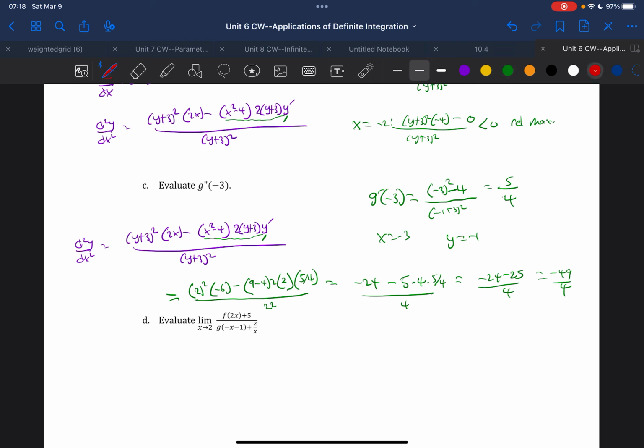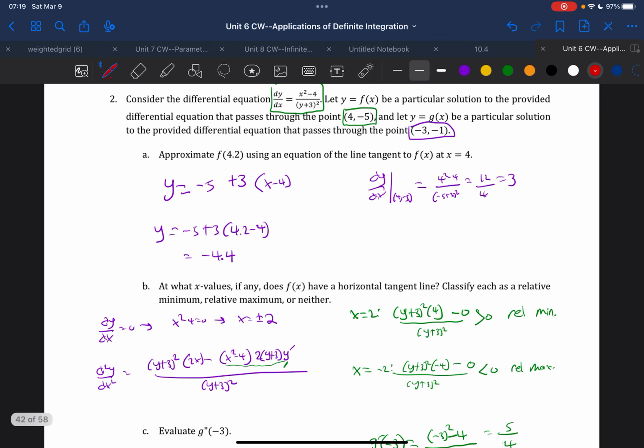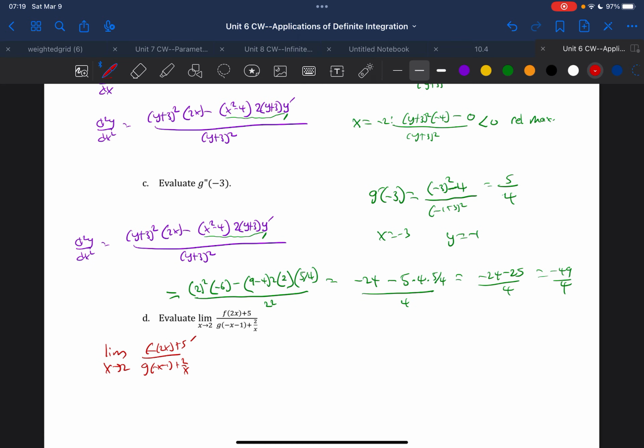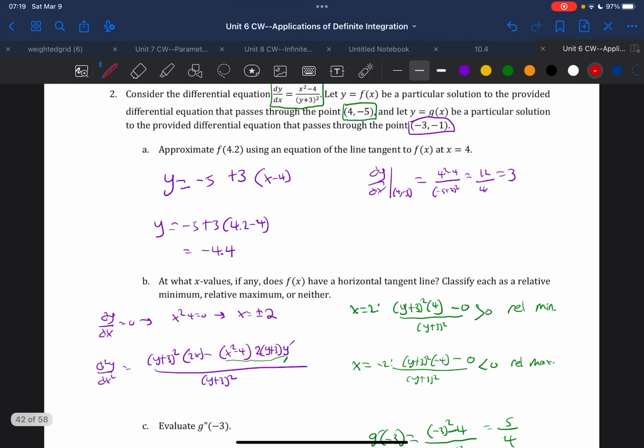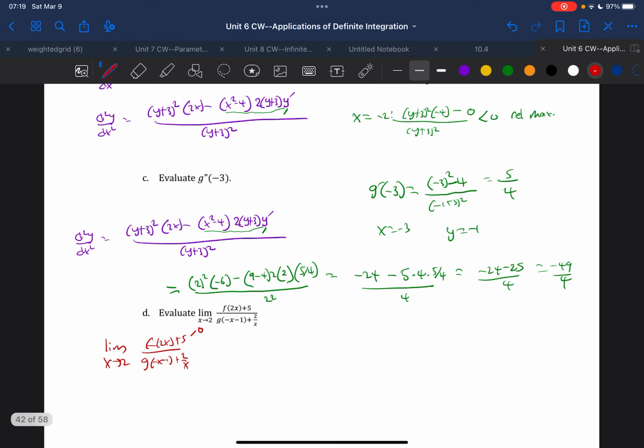And then lastly, in D, we're going to evaluate this limit. The limit as x approaches 2 of (f of 2x plus 5) over (g of (-x minus 1) plus 2 over x). So first step, as always, we'll plug in. So I need f of 4 plus 5. F of 4 is -5, plus 5 is 0. And I need g of -3, which is -1, plus 2 over 2 is 1, so I get 0. So remember, don't say equals 0 over 0. You're going to show that it approaches 0 over 0.